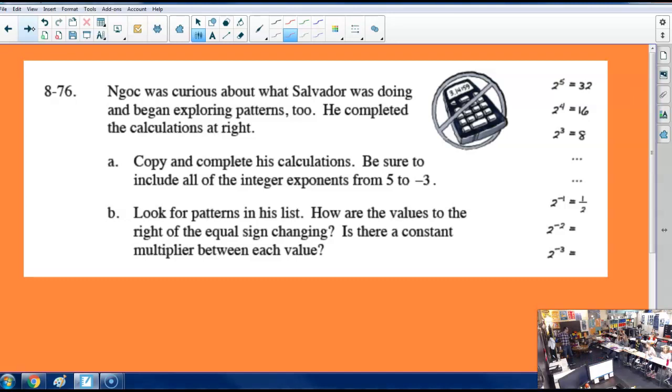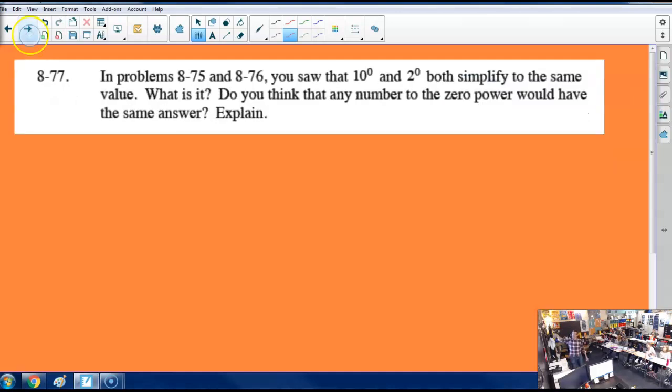2 to the 5th, 32. We divide by 2, divide by 2, divide by 2, divide by 2. It keeps going. We just see it turns into division because as we reduce the powers, we actually have to divide to get there. So I'm not going to make you do that one, but we are doing this one. So we are going to formally write this down on your paper.